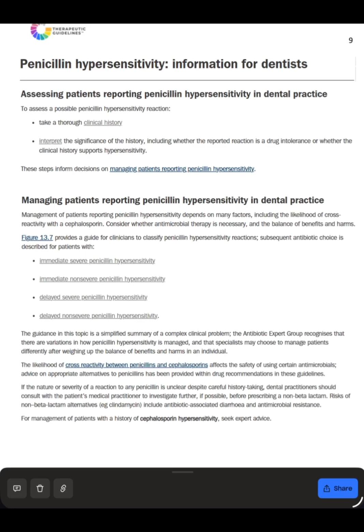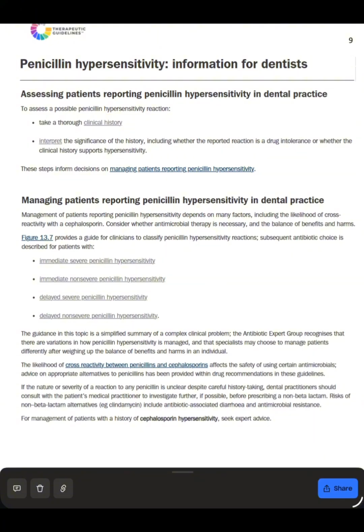Managing patients reporting penicillin hypersensitivity in dental practice. How we will manage those patients who have penicillin allergies. Now, management of patients reporting penicillin hypersensitivity depends on many factors, including the likelihood of cross-reactivity with a cephalosporin. Consider whether antimicrobial therapy is necessary and the balance of benefits and harms.